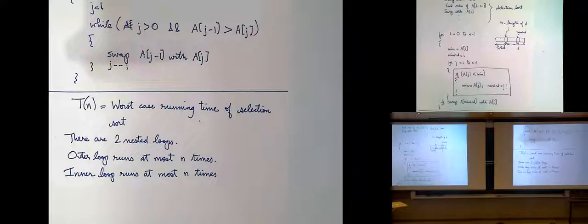So if you wanted to count it very precisely, you have to be careful. You have to say, well, this runs at most n times, and that runs at most n times, and this runs at most n squared. And you're going to count the number of lines of code. But for a big O bound, you don't have to do that.